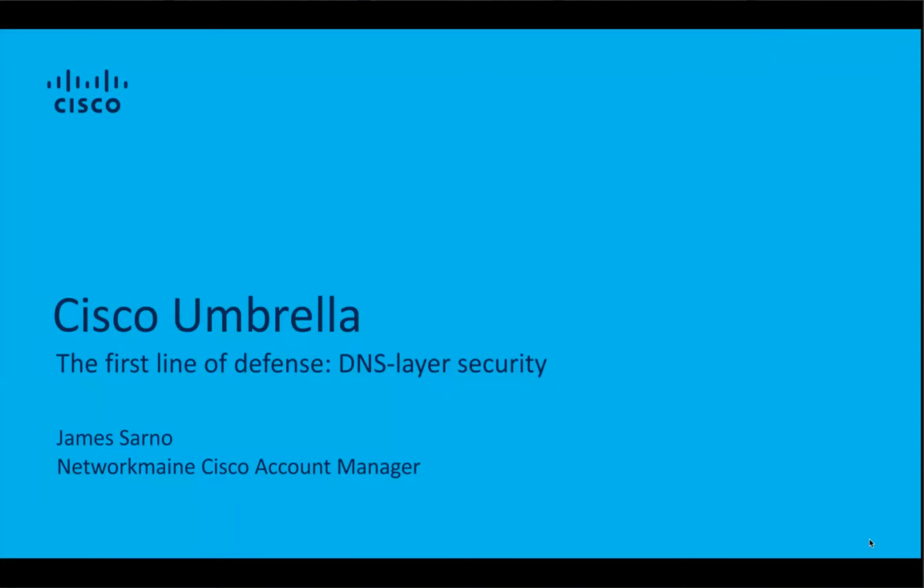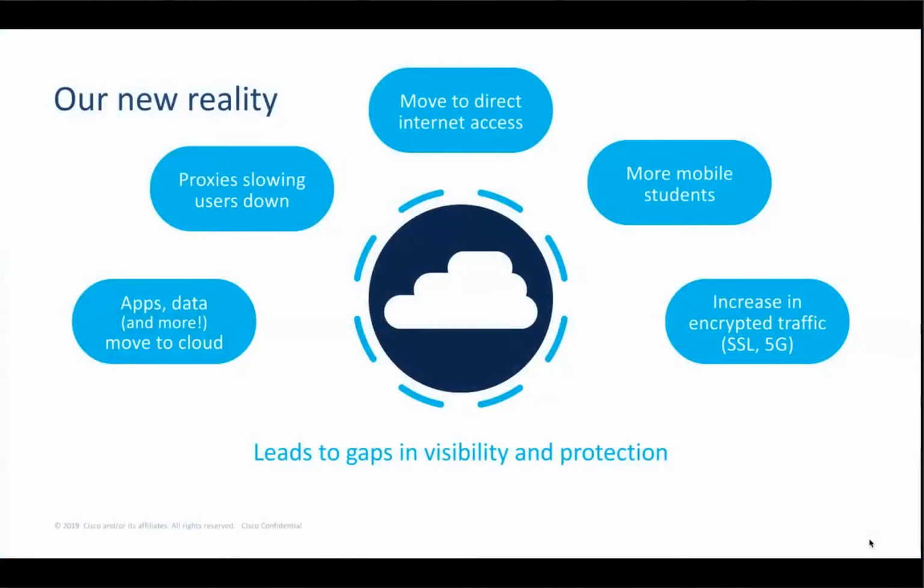So again, Cisco Umbrella, this is formerly known as OpenDNS. This is provided through your current Networkmaine service. And so everybody has access to this, every feature and function that we are going to show today.